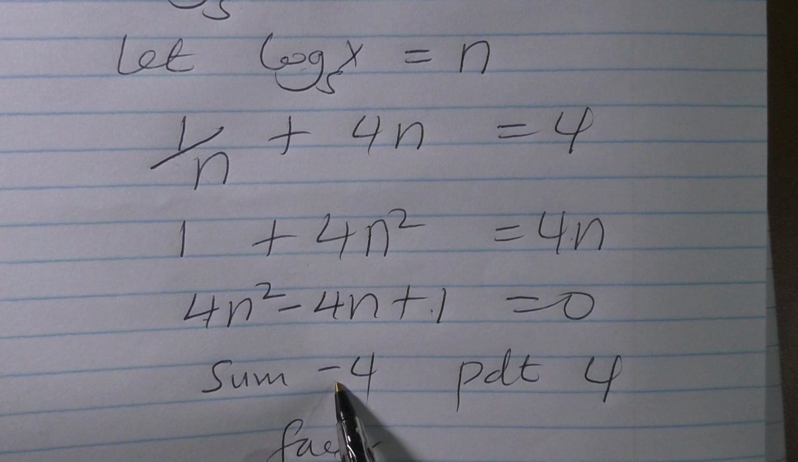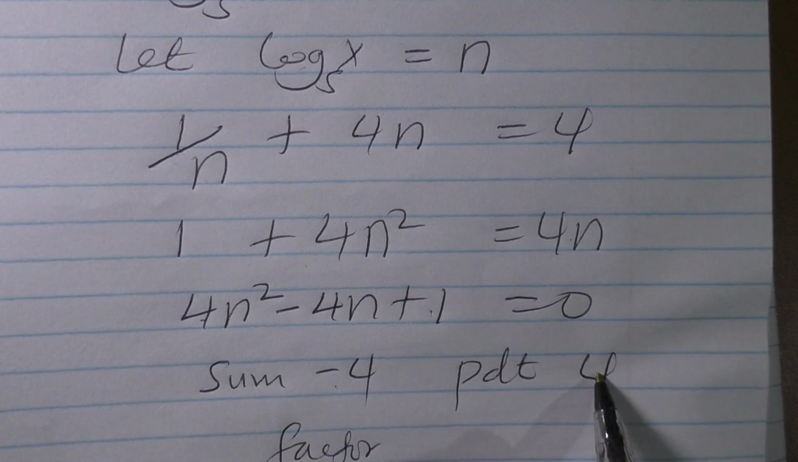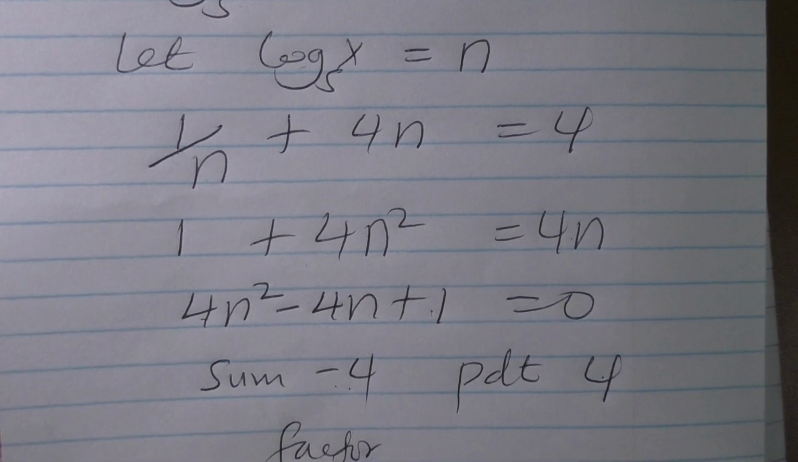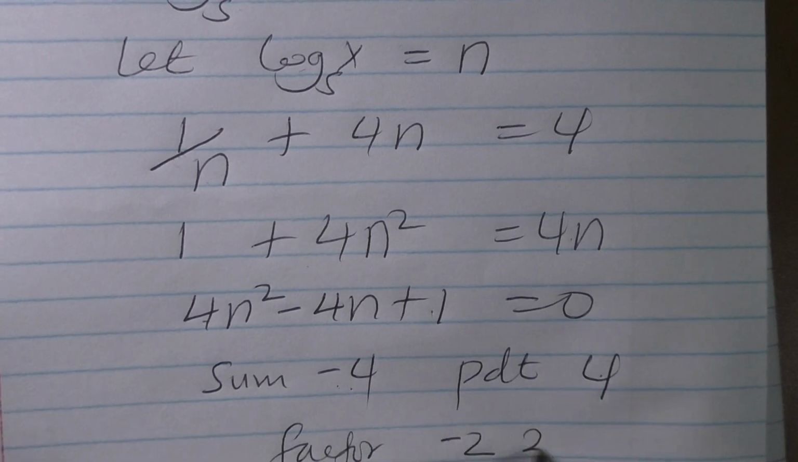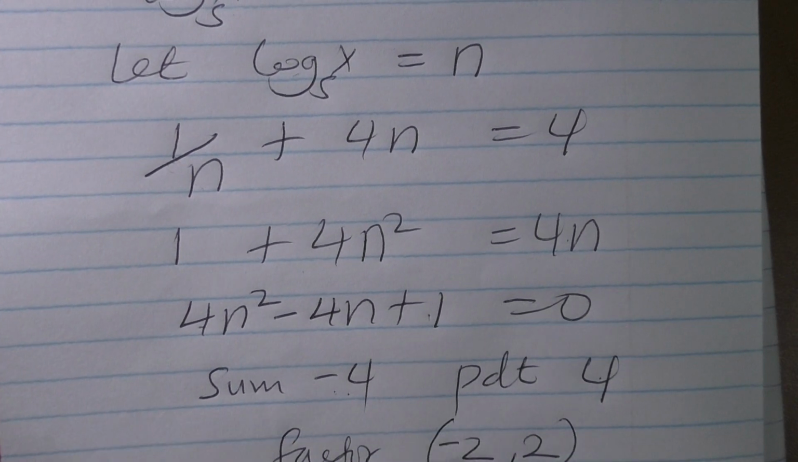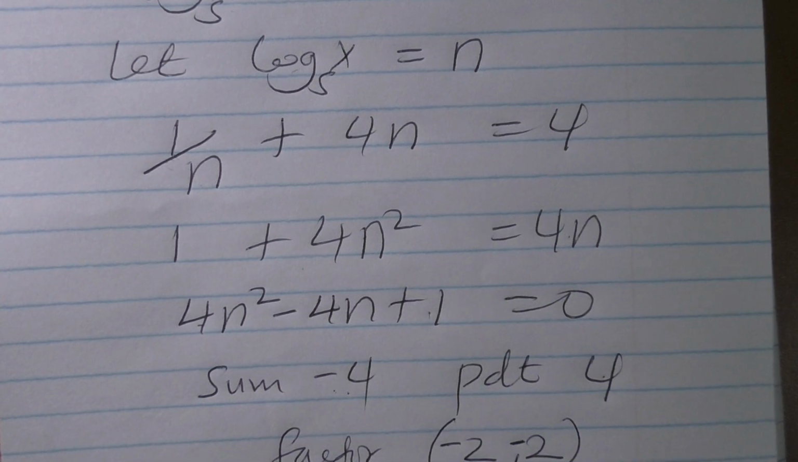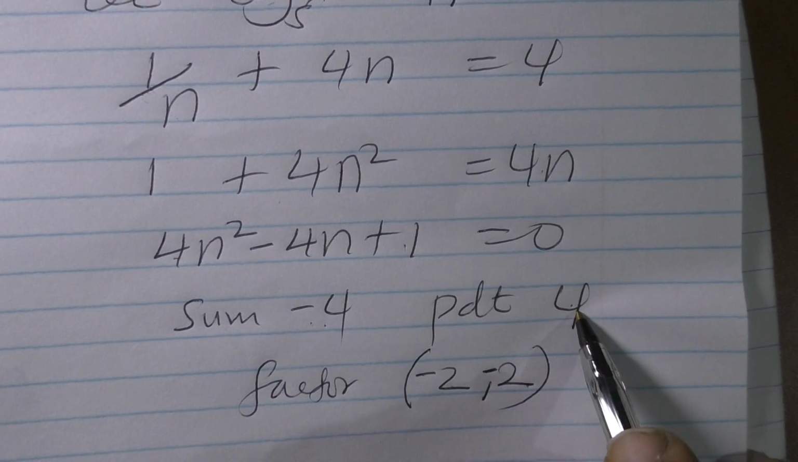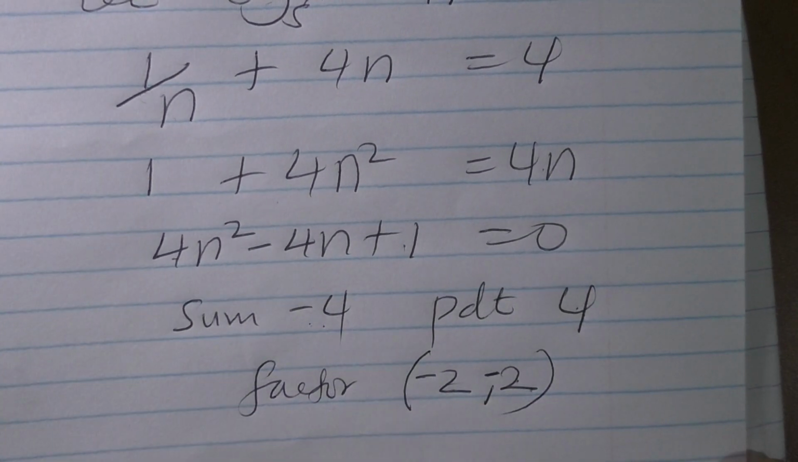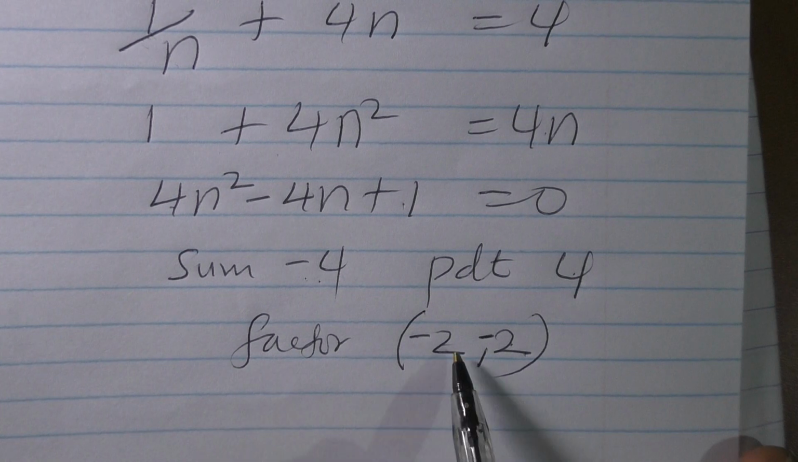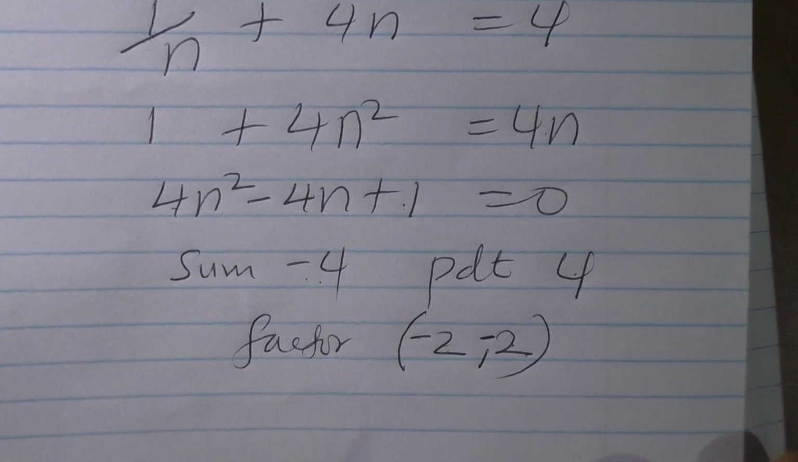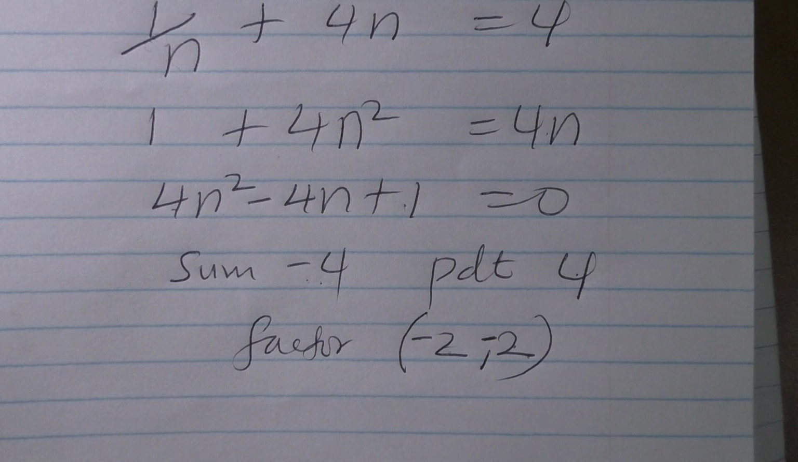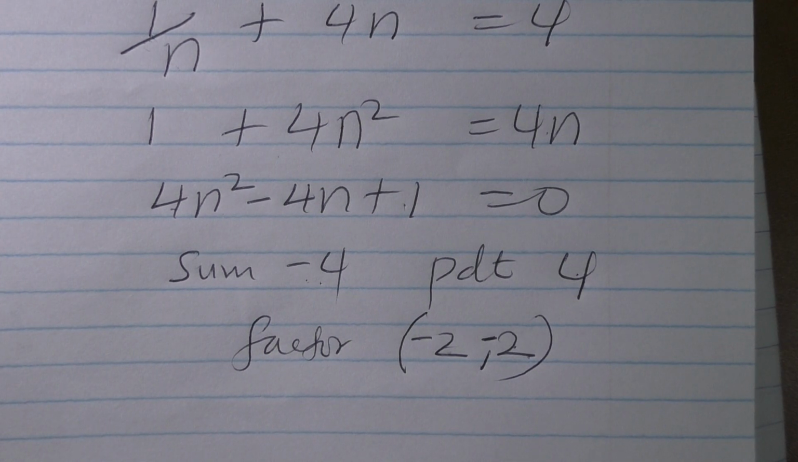This time the sum is negative, so both factors have to be negative. The factors that you multiply to get 4 and add to get negative 4 are negative 2 and negative 2. When you multiply negative 2 and negative 2, it gives us positive 4. When you add, you get negative 4. Otherwise, our n will have a single value, which I want you to solve.